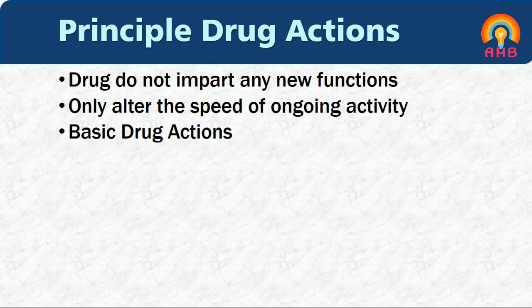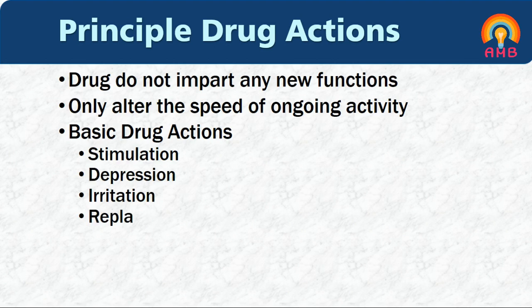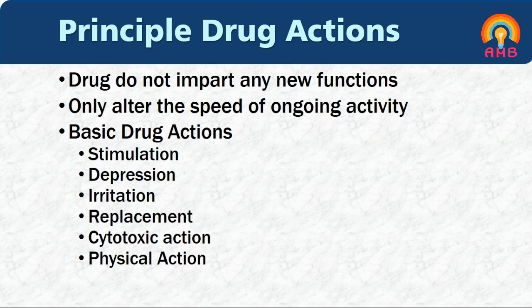The basic types of drug actions can be broadly classified as: first is stimulation, second is depression, third is irritation, fourth is replacement, fifth is cytotoxic action, sixth is physical action, and seventh is chemical reaction. So any drug, when it enters our body, produces any of these 7 generalized actions which are called principal drug actions. So let's see these principal drug actions one by one.